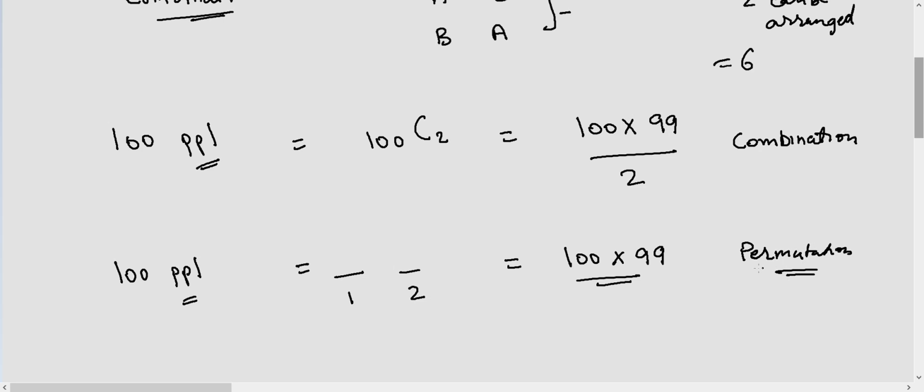The permutation number is more than the combination, because in combination the arrangement does not matter, the order does not matter, but in permutation the order matters, and because the order matters the number of possibilities is more. So I hope this video helped, and I'll see you in the next video.